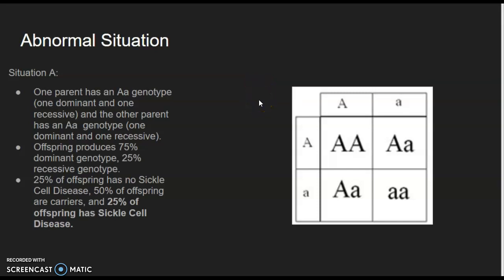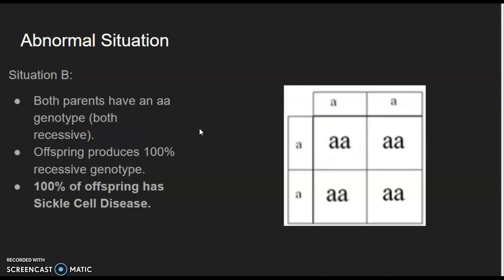Abnormal situation A. One parent has a large A and small a genotype, one dominant and one recessive, and the other parent has a large A, small a genotype, one dominant and one recessive. Offspring produces 75% dominant genotype, 25% recessive genotype. 25% of offspring has no sickle cell disease. 50% of offspring are carriers, and 25% of offspring has sickle cell disease.